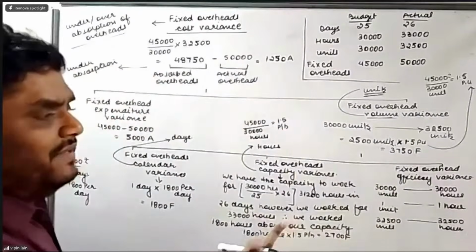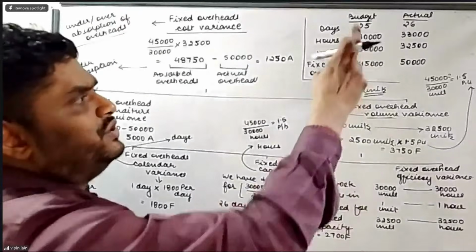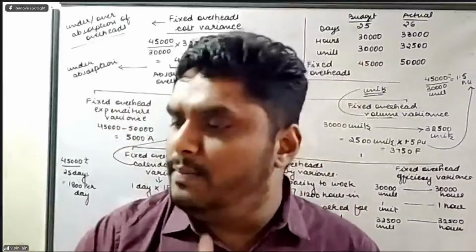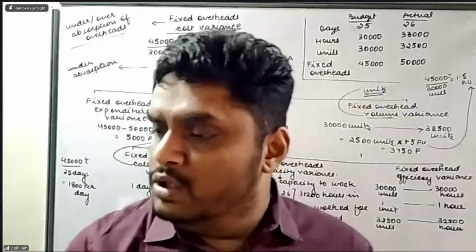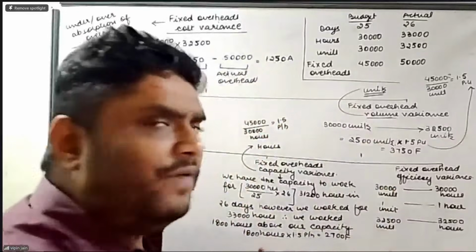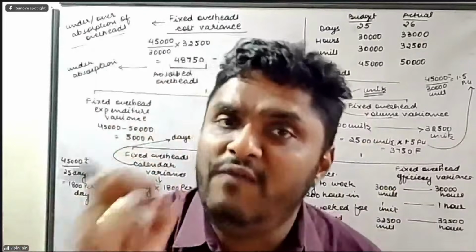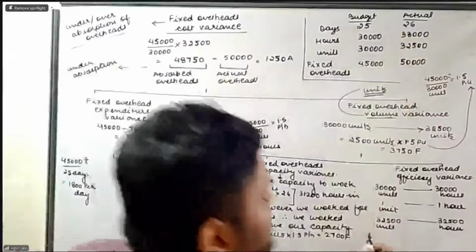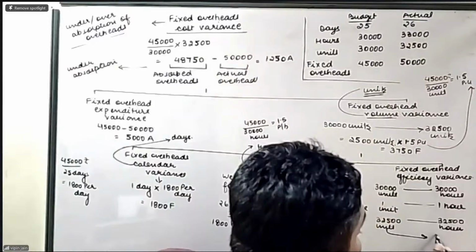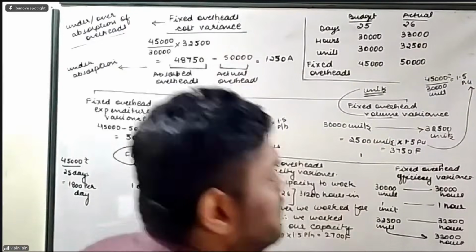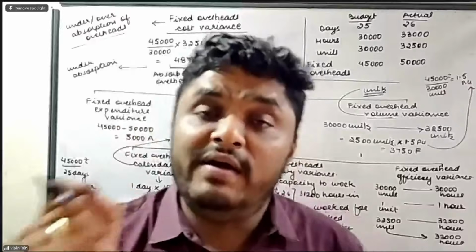See, the company has given the target that 30,000 units should be completed in 30,000 hours. So it means one unit should be completed in 1 hour. So 32,500 units should be completed in 32,500 hours. But to manufacture these 32,500 units, how many hours did we consume? 33,000 hours.